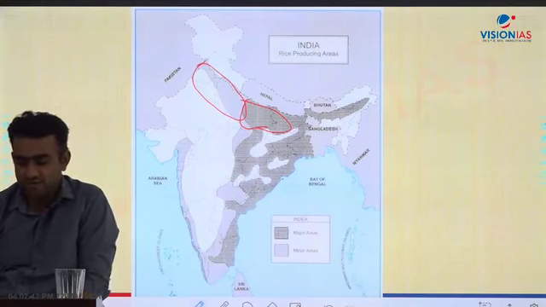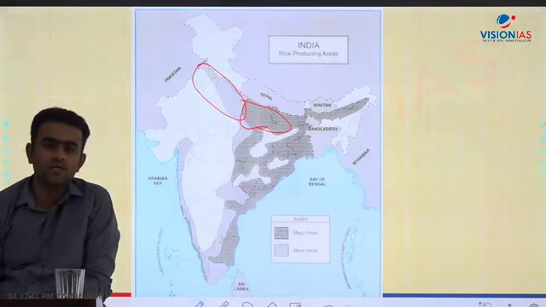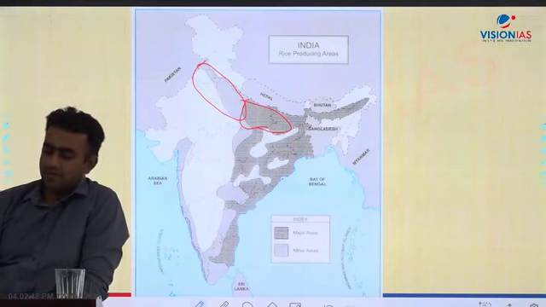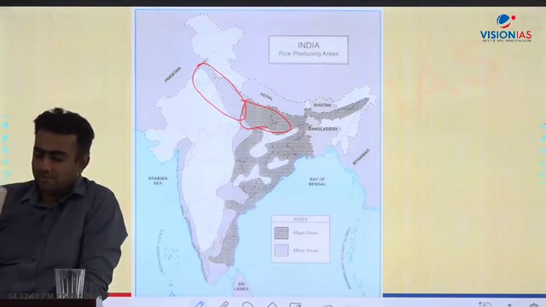rice wheat combination. What are the negatives or what are the side effects of this rice wheat combination or the rice wheat cropping pattern?